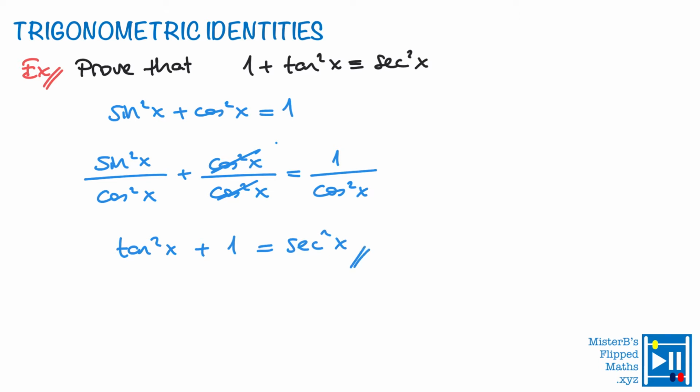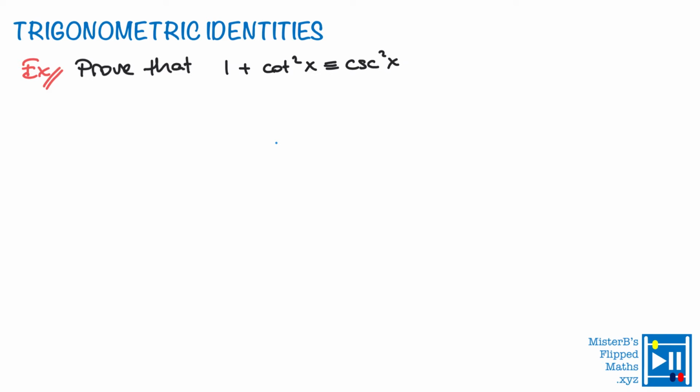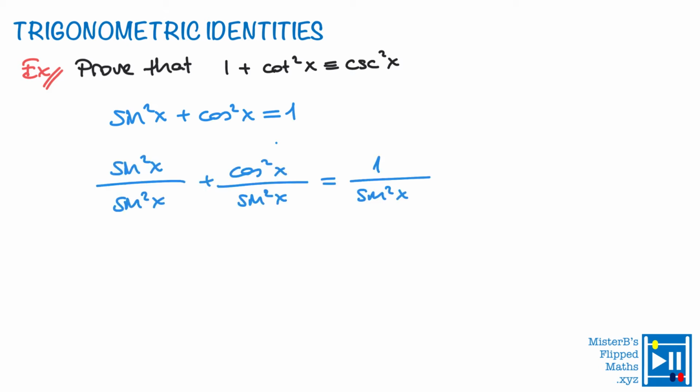And similarly, to prove 1 plus cotangent squared x is the same as cosecant squared x, we again start with sine squared x plus cosine squared x equals 1. But then we divide all sides by sine squared x so that we get 1 from the first expression plus, because they simplify each other out, the second one will be cotangent squared x, and on the right hand side it's going to be cosecant squared x.